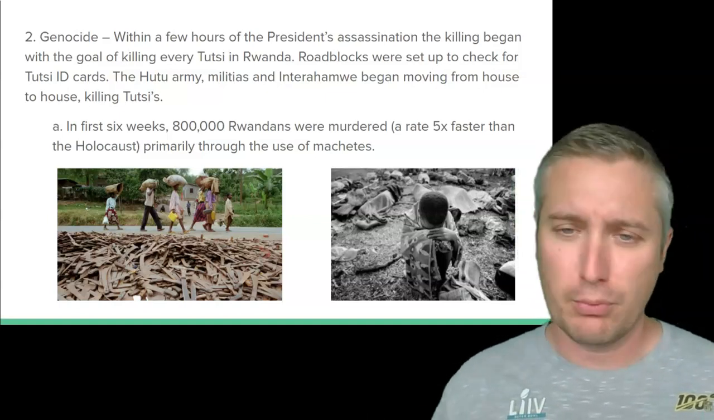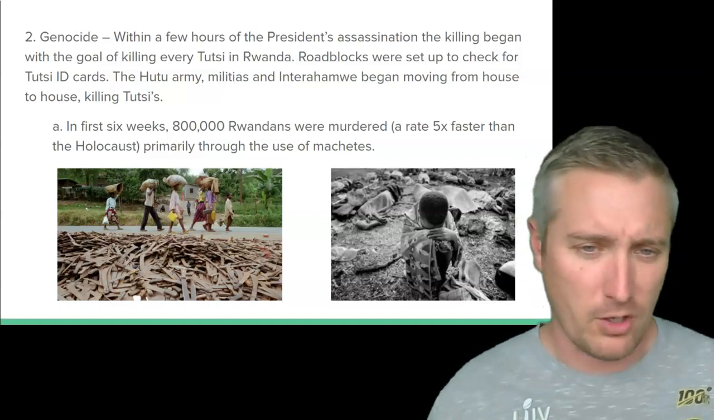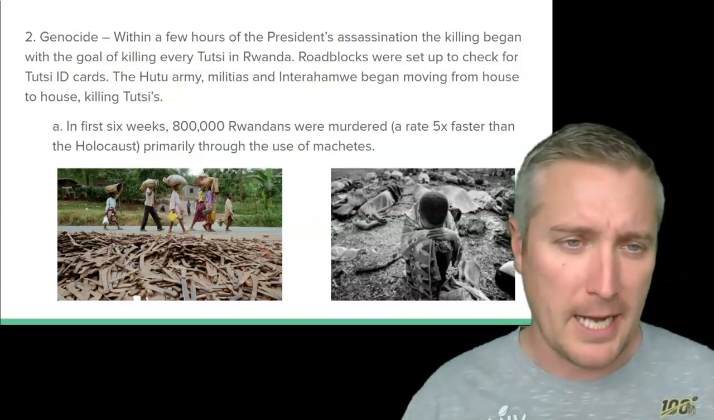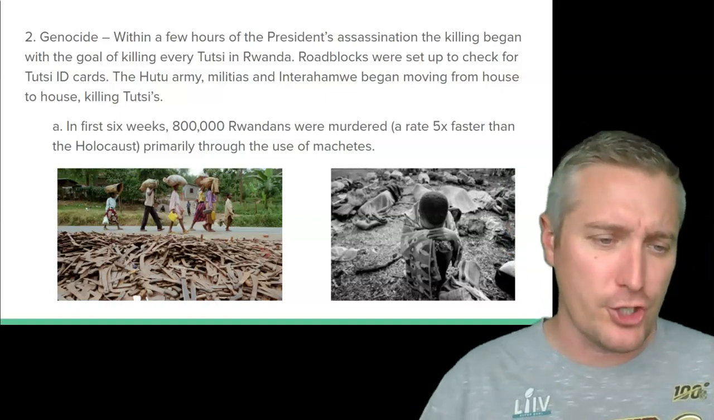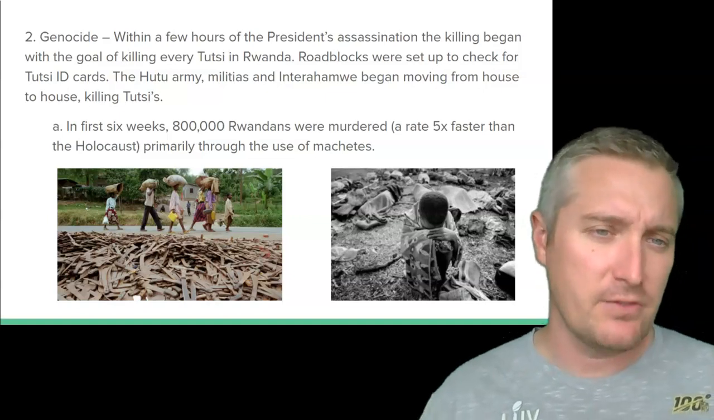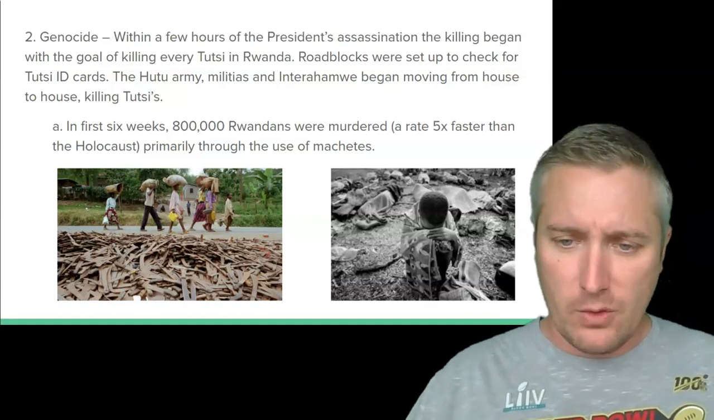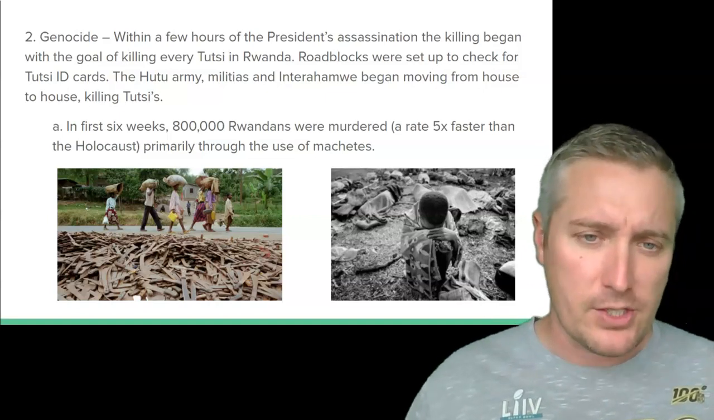They were setting up roadblocks, checking IDs. If you were a Tutsi, they would drag you from the car and they would murder you on the spot. This is a genocide. They were trying to eliminate every Tutsi that lived in Rwanda. And this is one of the more recent genocides we've witnessed.